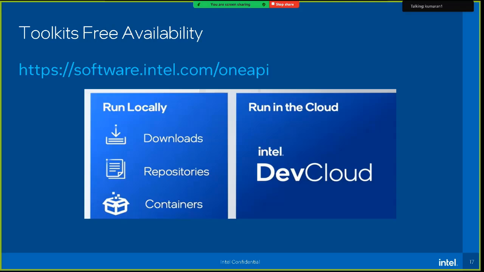So this is the last slide. This is the toolkit's free availability. You can go to software.intel.com oneAPI and download from there. If you are using a Linux machine, you can directly do yum install or apt install, depending on the Linux distribution.